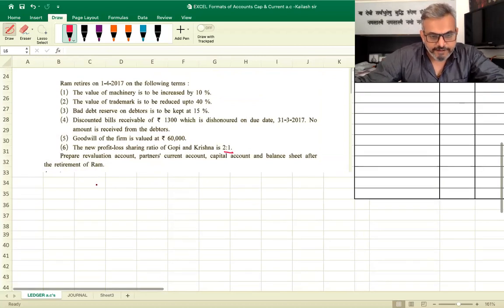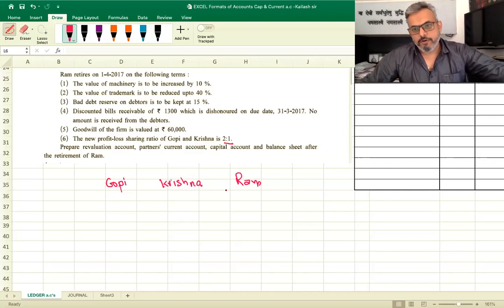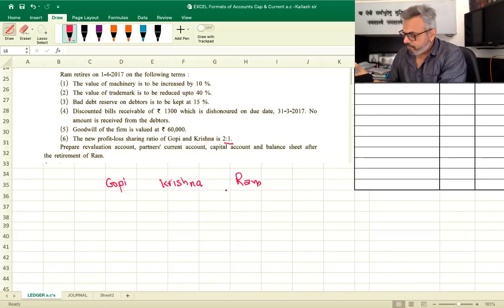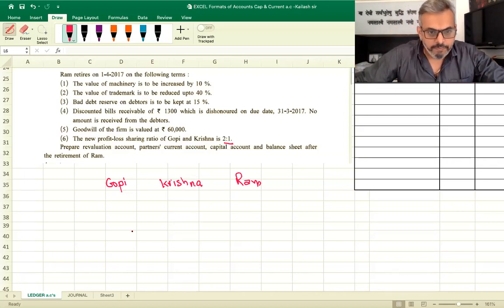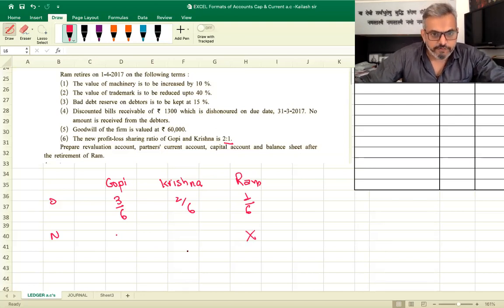What I would suggest is let's find the gain ratio first of all. Okay, so we write the name of the partners, Gopi, Krishna, and Ram. Find the gain ratio. Okay, now old ratio is 3:2:1. New ratio is given. Now who is retiring? Ram is retiring. So usko cross kar diya.